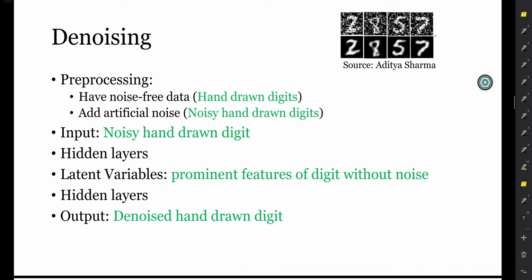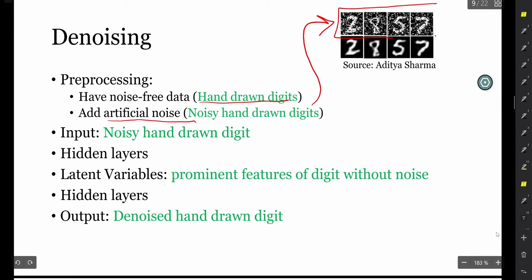The next use case I'll be talking about is denoising. In denoising, we'll have a data set of noise-free data. In this example, we'll be talking about hand-drawn digits. As a pre-processing step, we'll artificially add noise to these images so that they become these noisy hand-drawn digit images here.